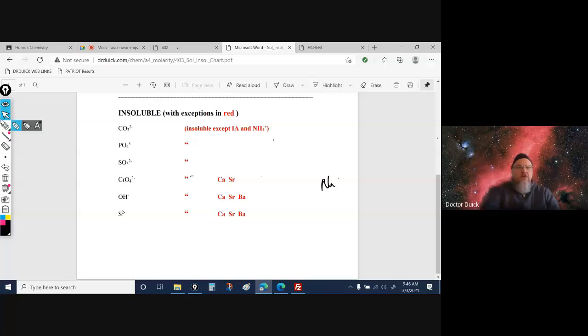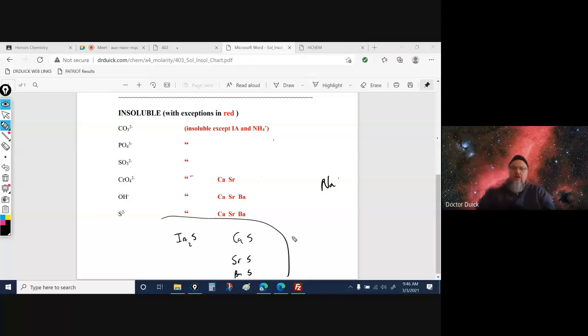Those are the red ones. So if we think about it, anything 1A, so it's 1A plus S. So it'd be 1A, or CaS, SrS, and BaS. These are all going to be soluble. They're all aqueous. These are exceptions. It's insoluble except for this group. Does that make sense? Essentially, these two tables are kind of flipped. It's really weird, but that's how they do it.